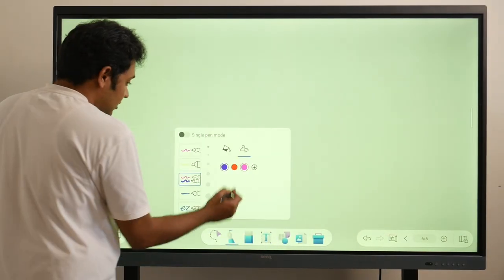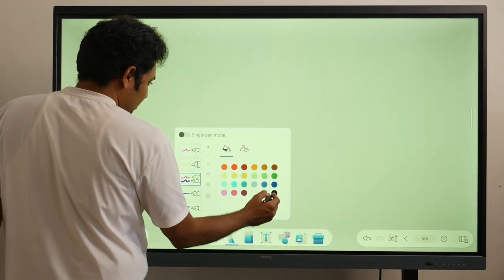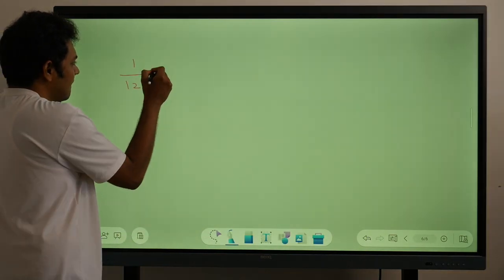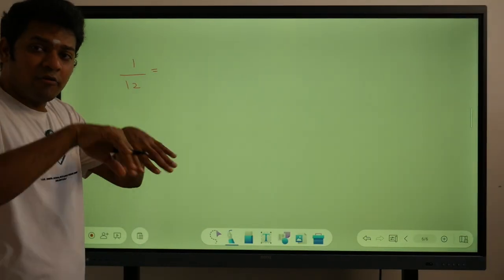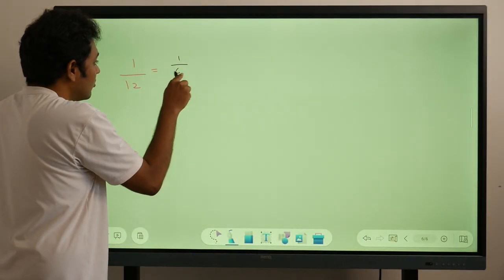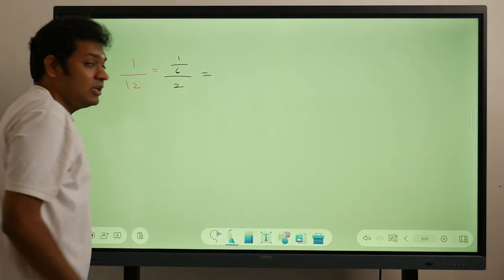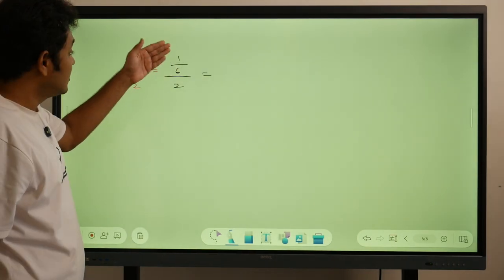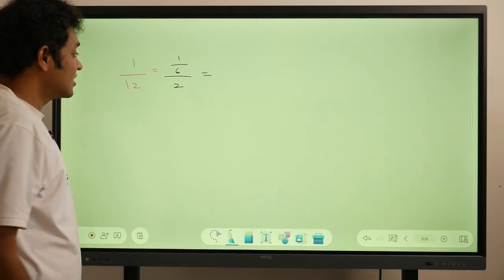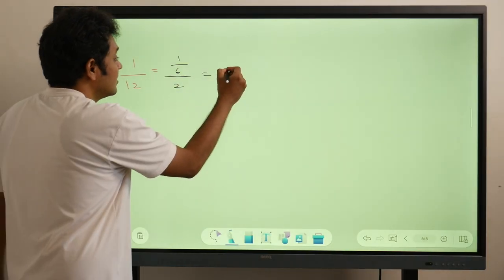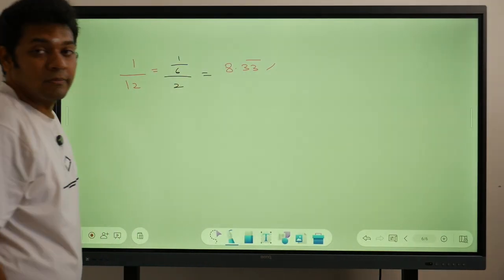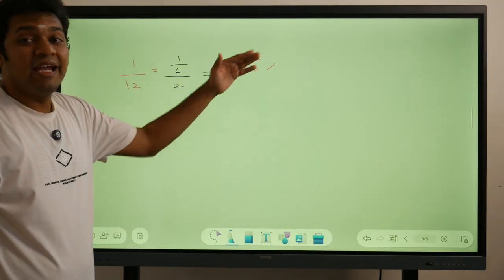I'll just tell you how to get it. So what is 1 by 12? Which is nothing but half of 1 by 6. 1 by 6 divided by 2. We know 1 by 6 is 16.66%, correct? Half of 1 by 3, 16.66%. Half of 16.66 is nothing but 8.33%. So this 33 will keep going. Okay, so 1 by 12 is nothing but 8.33.